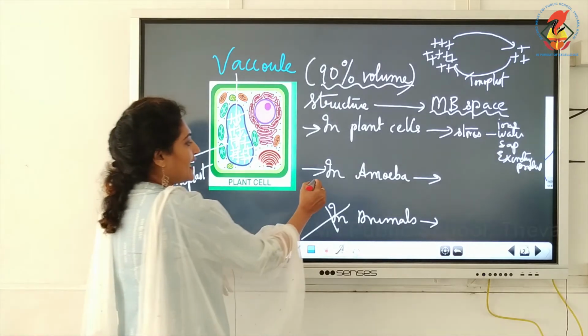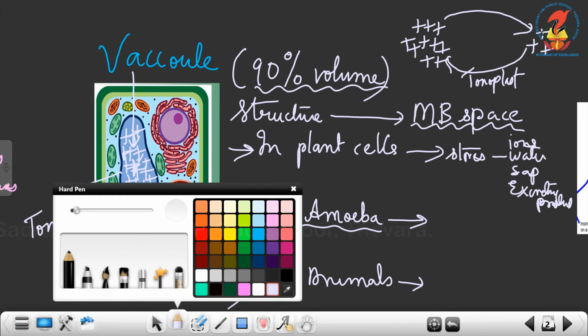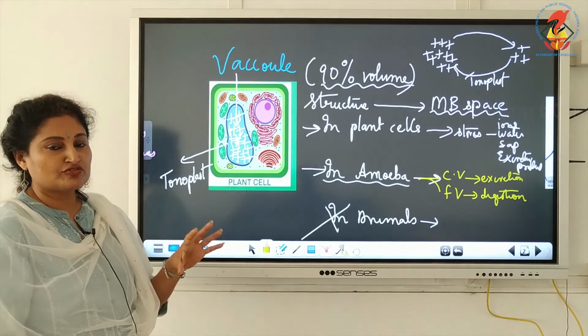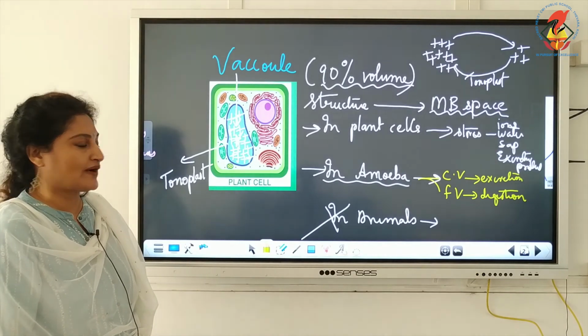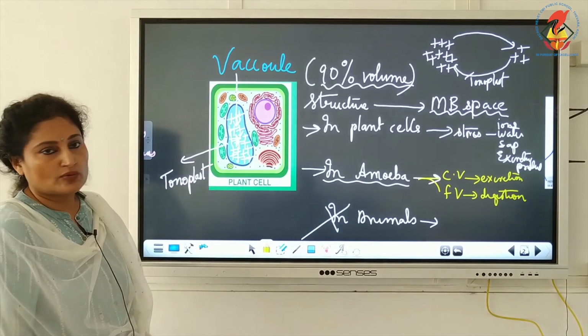Now in organisms like amoeba, which we know comes under protista, there are two types of vacuoles, namely the contractile vacuole and the food vacuole. The contractile vacuole is involved in excretion of waste, and the food vacuole is involved in engulfing and digestion of food. In animals, though they are present, they have no significant role. Clear? Vacuoles.